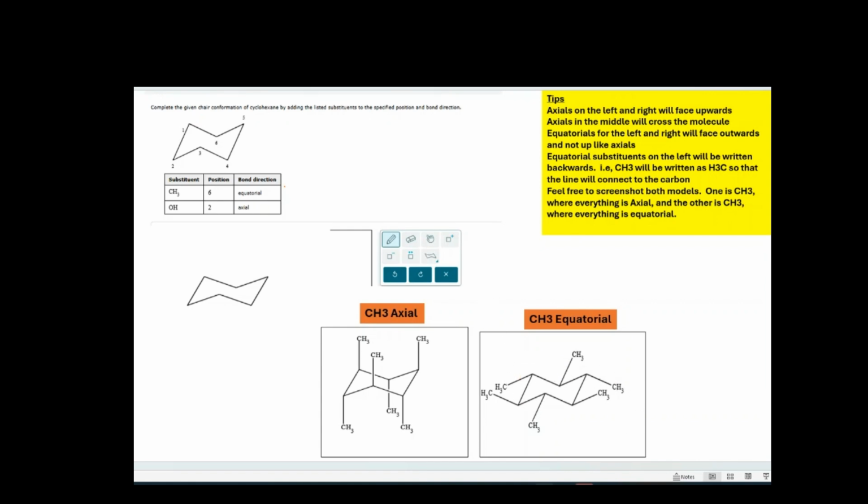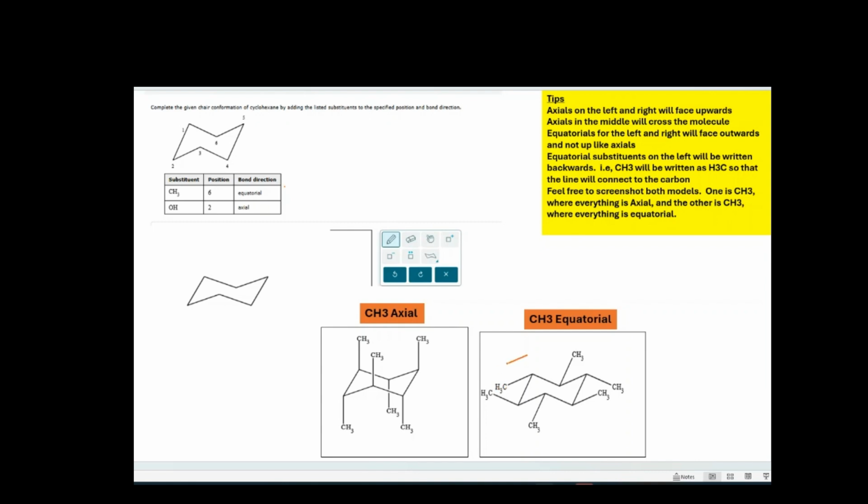So going right back to my model real fast, the other free tip I have is feel free to screenshot both models. The one on the left is where the CH3 is all axial, and the other one is where CH3 is all equatorial. And then the last key tip that I put on there was for the CH3s on the left-hand side, or really any group on the left-hand side that's equatorial, it's going to go backwards. So instead of CH3, you're going to write H3C, and that's just the way that ALEKS likes to see it.